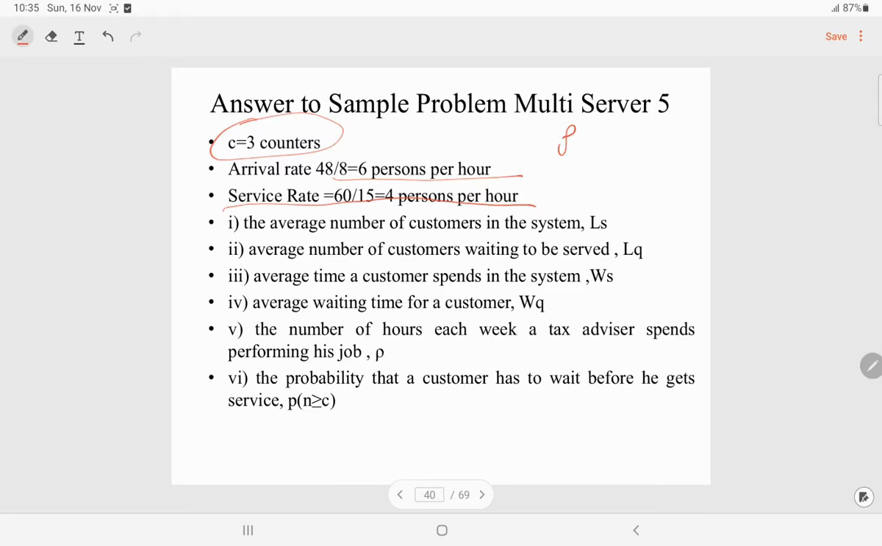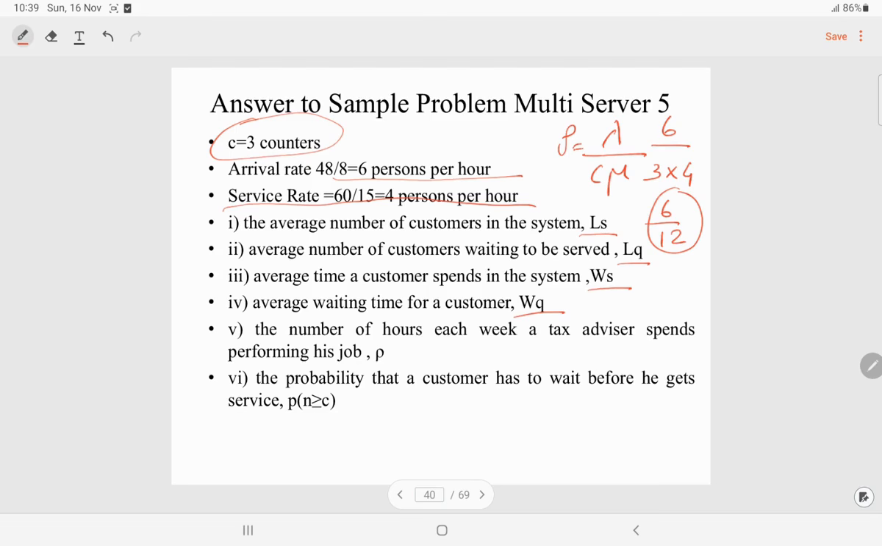So rho is equal to lambda by C into mu. Here lambda is 6 divided by 3 counters into mu is equal to 4. That is 6 by 12, which is less than 1. The system is stable. So that's done. Now we can find out LS, LQ, WS and WQ.